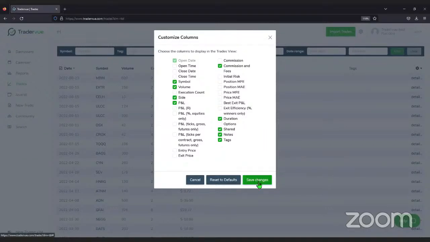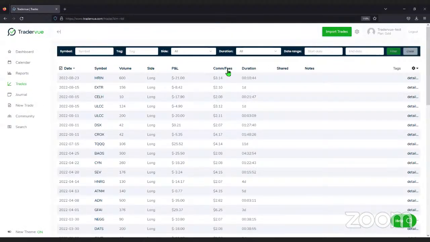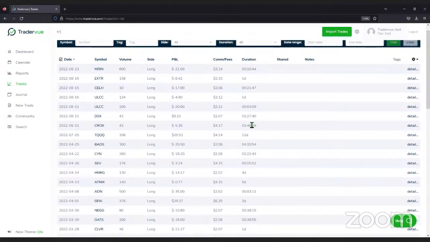And then you can just click on save changes, and as you can see, the columns in the table are going to be changed now. I now have a new column, duration. It's basically telling me how much time I spent, or how many days I spent, in this trade. You can see some of them are minutes, hours, and then some. This one, for example, lasted 11 days on the TQQQ.